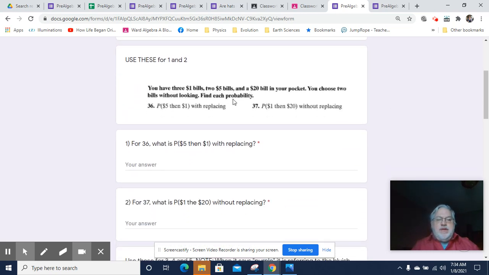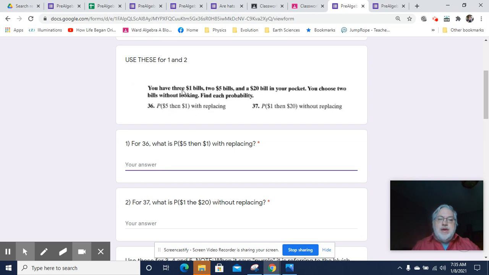So you have the situation here where you've got 3 $1 bills, 2 $5 bills, and a $20 bill in your pocket. You're going to choose 2 bills without looking. All right, so we're going to find the probability. For 36, what is the probability of getting a 5 and then a 1? Well, this is a compound probability, and we're not replacing in this case. Oh, no, we are replacing, actually. What we pull out, we're going to put it back in.